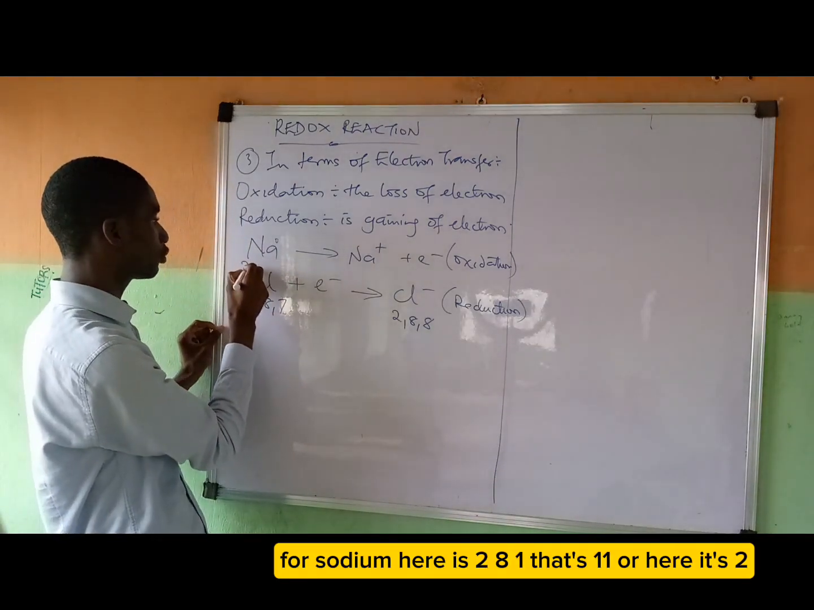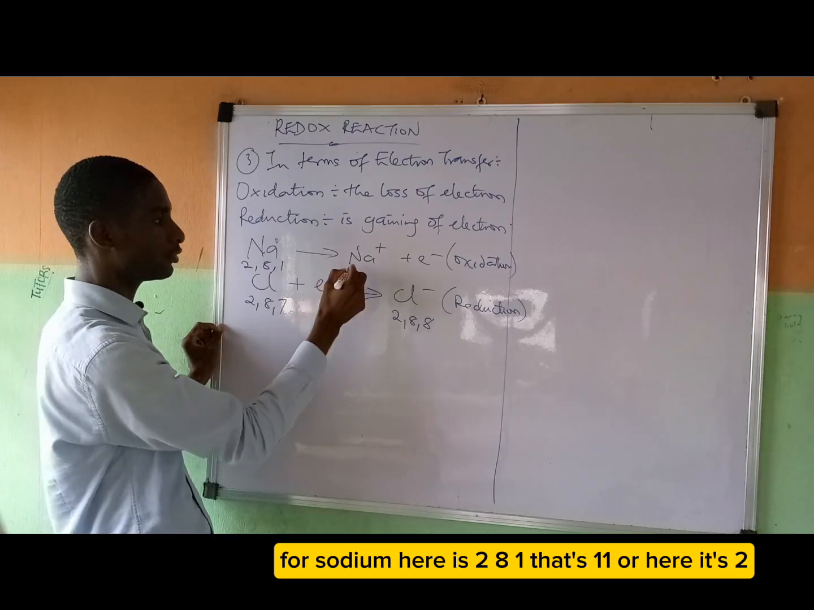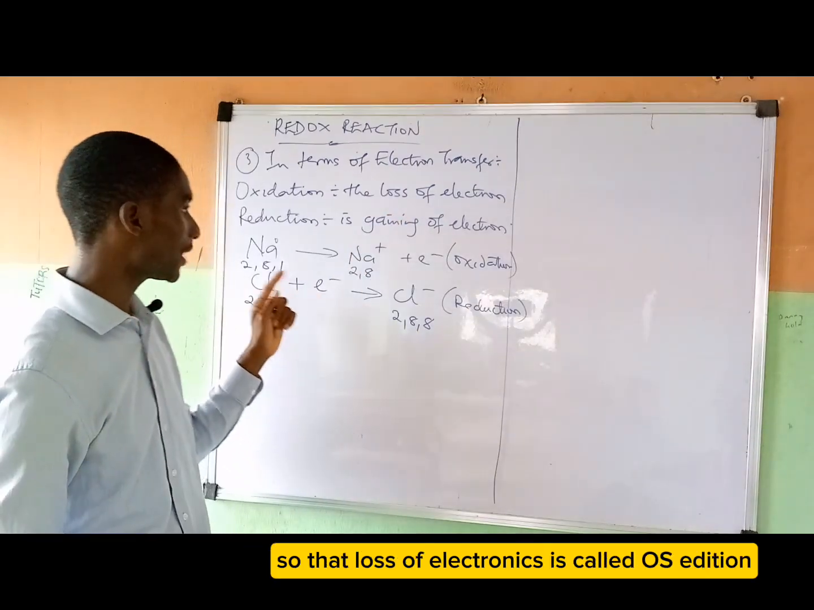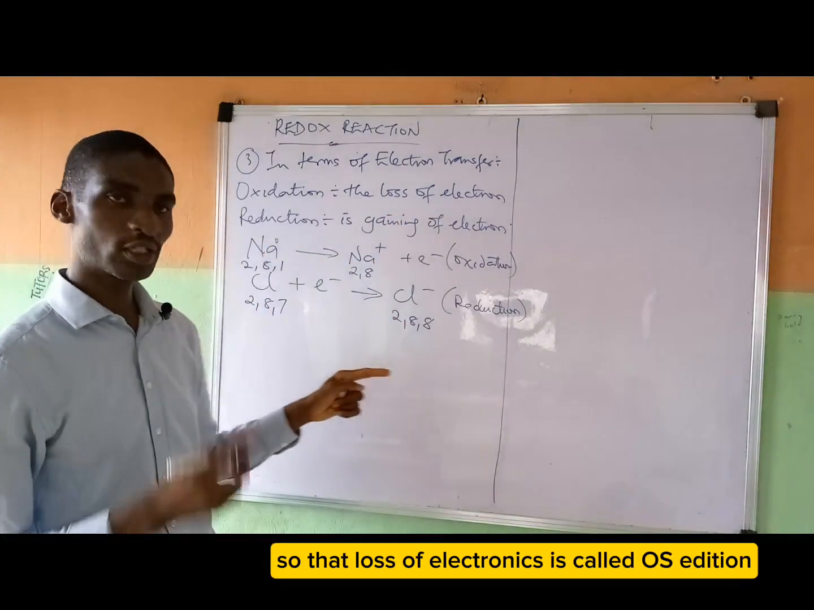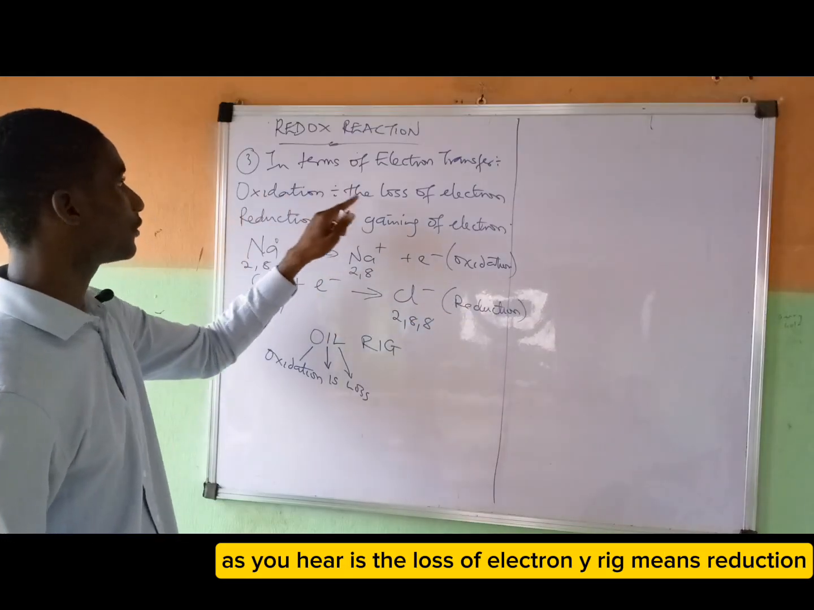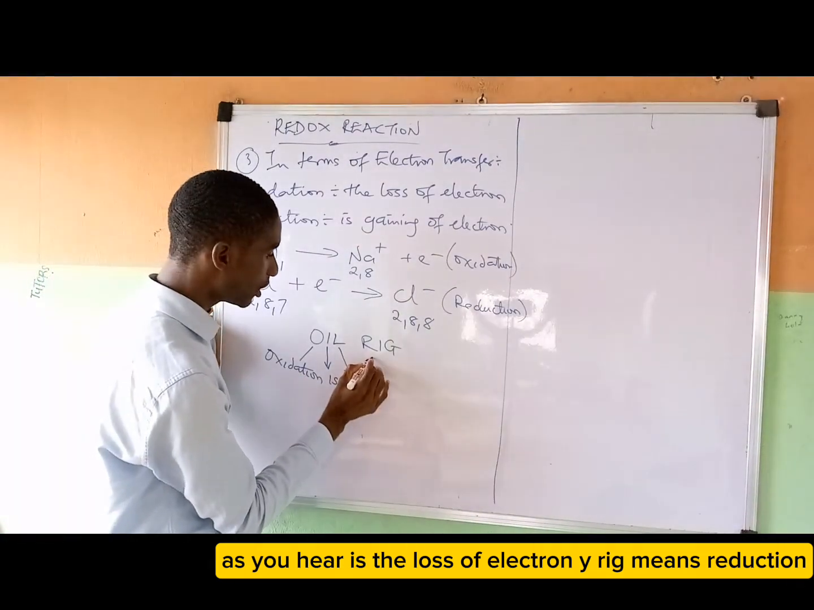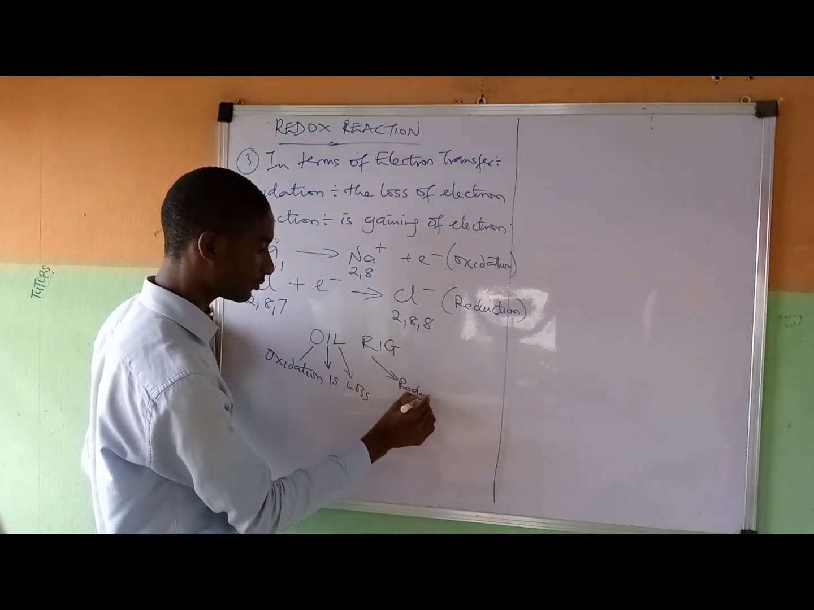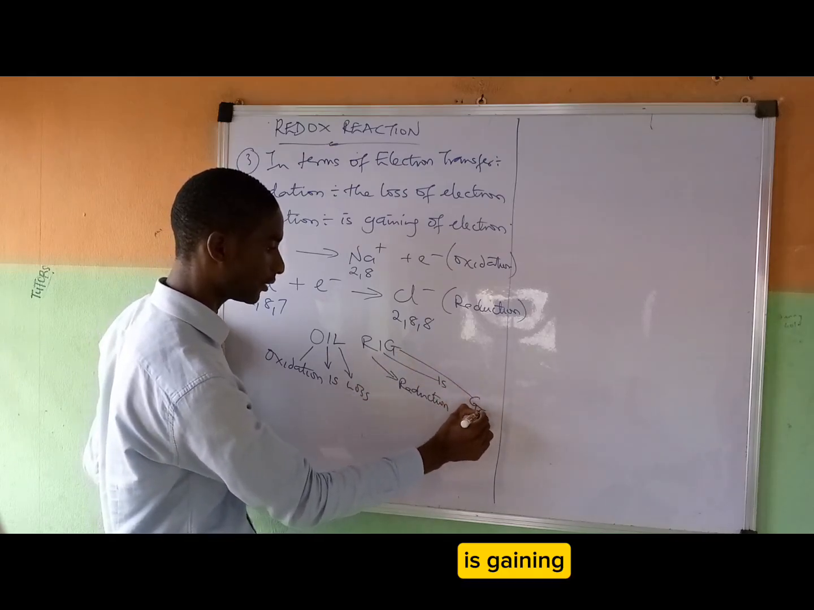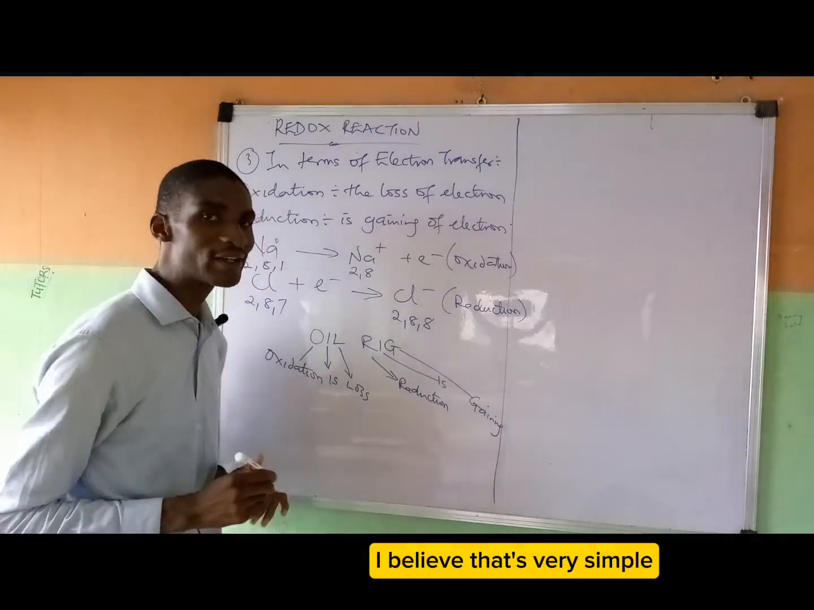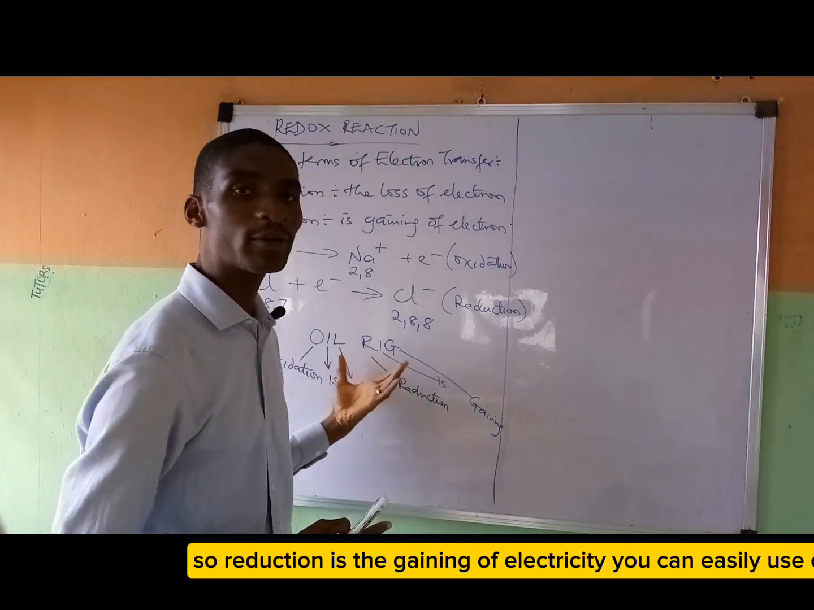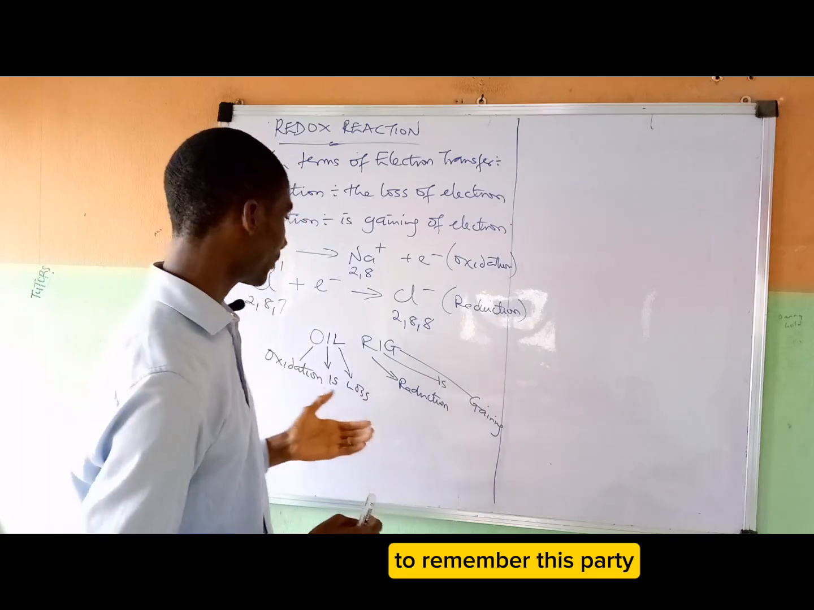For sodium, here it's 2, 8, 1, that's 11, but here it's 2, 8, 0. Why? Because one electron has been lost. That loss of electron is called oxidation, while the gaining of electron here is called reduction. Oxidation is the loss of electrons, while RIG means reduction is gaining. I believe that's very simple. So reduction is the gaining of electrons, so you can easily use OIL RIG to remember this.